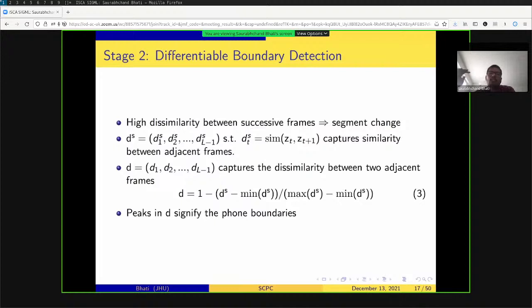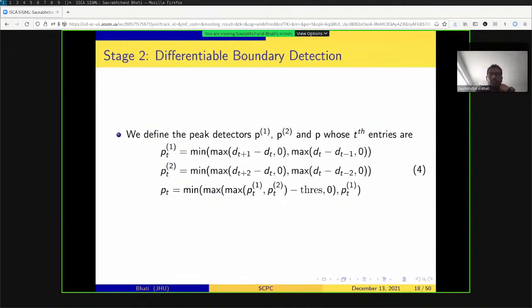So it takes care of different amplitudes for different trenches and makes them sort of normalized. And now the peaks in this dissimilarity vector D will signify the phone boundaries. Now the task is, how do we find the peaks from this vector of dissimilarities? To do that, we define these peak detectors, P1, P2, and P. And if you look at P, the tth entry of P is essentially this function.